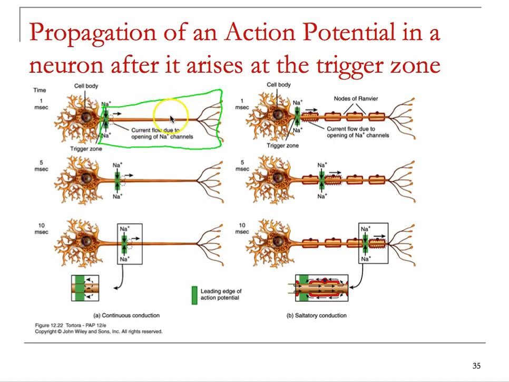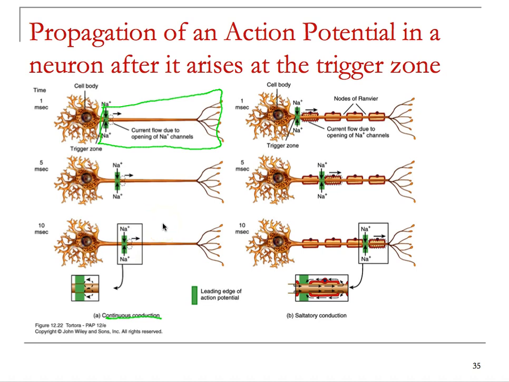Voltage-gated channels using action potentials that are traveling along here, right? Okay, so in continuous conduction, there is no myelination, and therefore it goes from channel to channel the whole way through. So sodium, potassium, sodium, potassium, sodium, potassium, sodium, potassium, the whole way through.